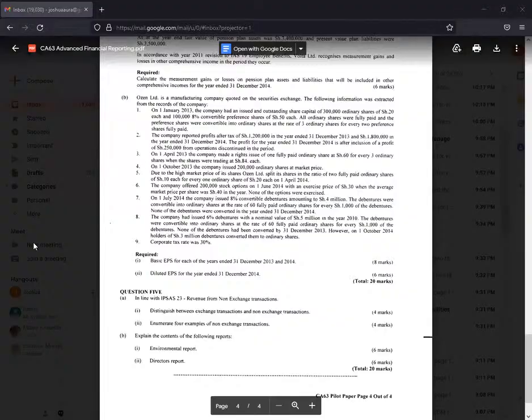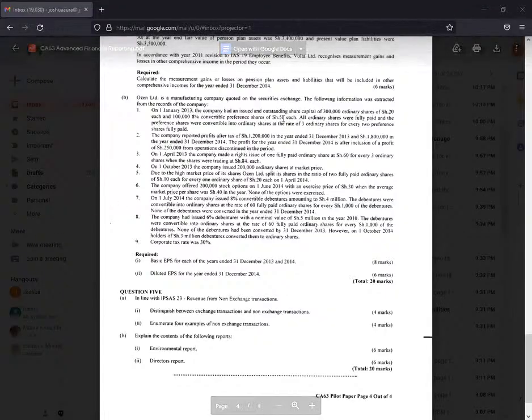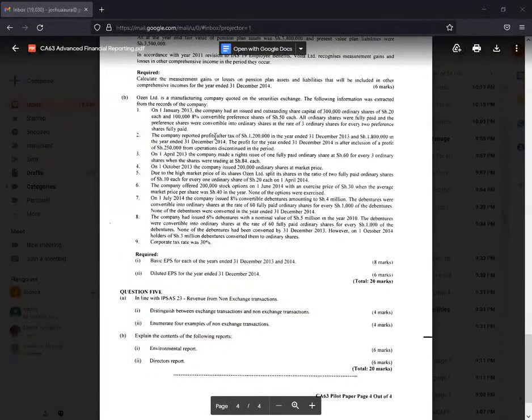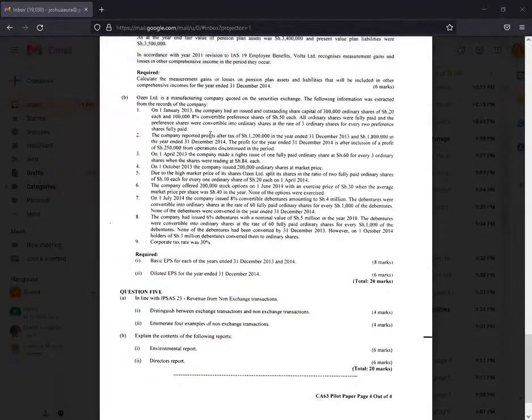So maybe if you could read. On 1st January 2013, the company had issued an outstanding share capital of 300,000 ordinary shares of 20 each and 100,000 8% convertible preference shares of 50 each. All ordinary shares were fully paid, and the preference shares were convertible into ordinary shares at the rate of 3 ordinary shares for every 2 preference shares fully paid. But we see we never converted anything, right? We never converted these preference shares.